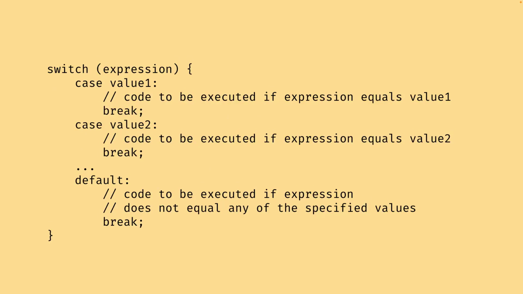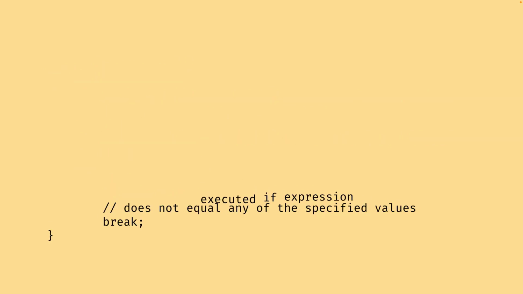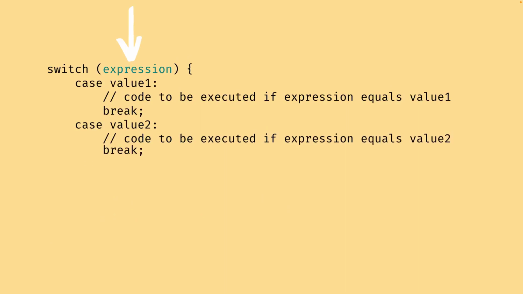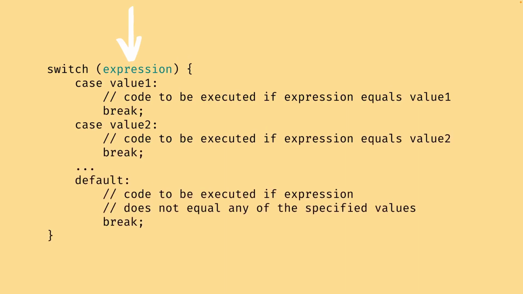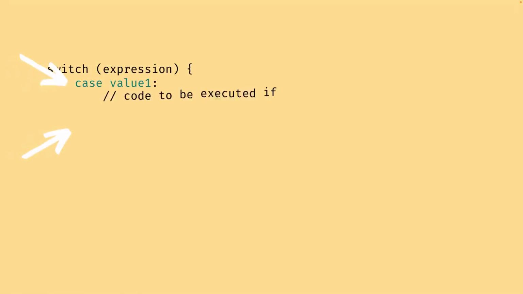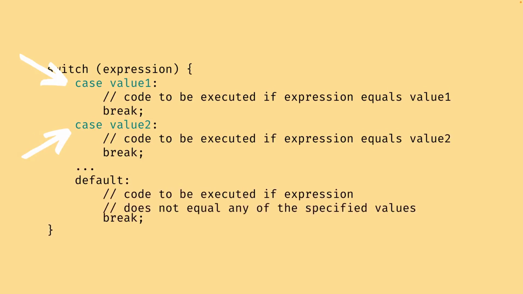The switch statement works by evaluating an expression. And this expression is going to be matched against the case labels. You can see the case labels here. The case labels are a certain value. And when the expression matches one of the case labels, the code inside the case block is going to be executed if the expression equals that value.